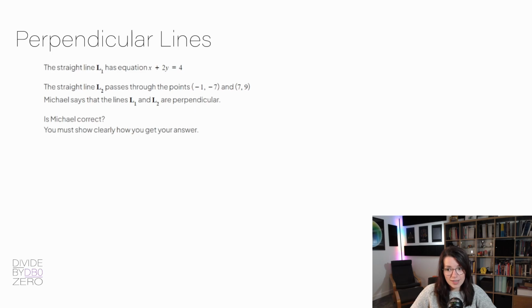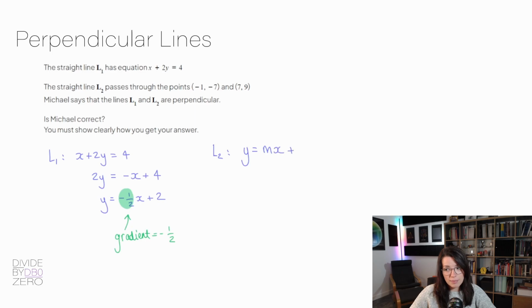So let's change that. L1, x plus 2y equals 4. If we rearrange that, we can say 2y equals -x plus 4, and therefore y would be -1/2 x plus 2. In this case, the gradient, the number in front of the x, is -1/2. If we look at L2 now, we're not given an equation yet for L2, but we know it will have the form y equals mx plus c.